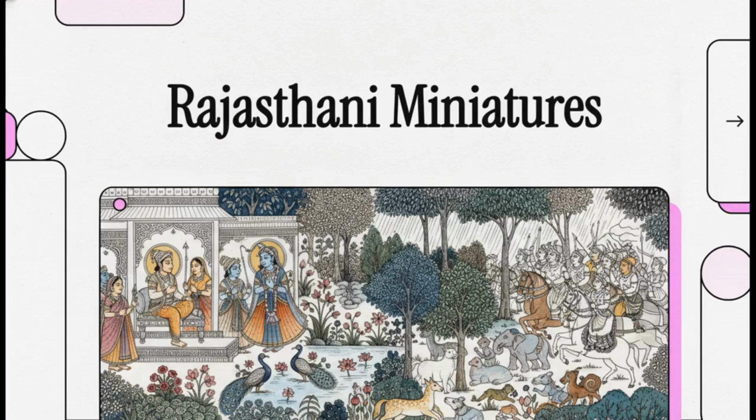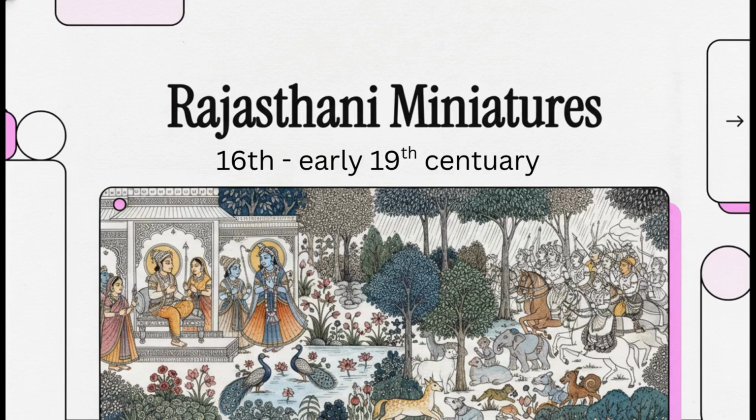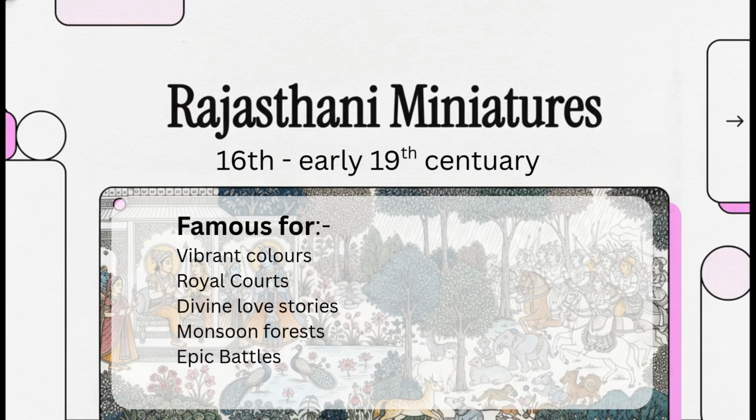Welcome to this explainer. Today we're zooming way in on the incredible world of Rajasthani miniature painting. Flourishing between the 16th and early 19th centuries, these artworks literally encapsulate entire vibrant universes. We're talking royal courts, divine love stories, lush monsoon forests, and epic battles. And the crazy part? It's all rendered in breathtaking, microscopic detail.